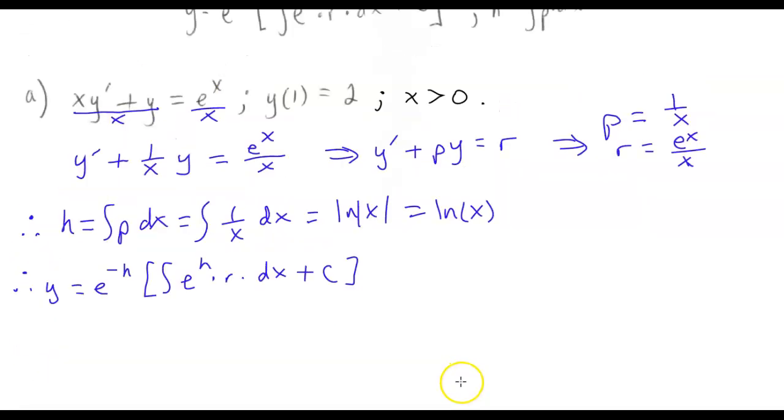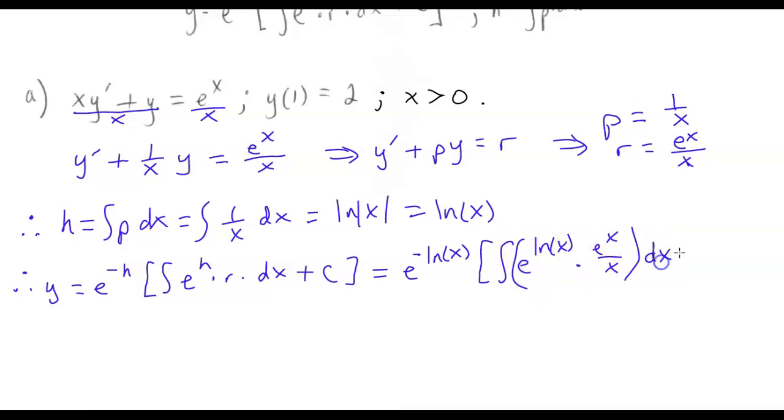All right, so now that we have that, we can simply just write everything in. So we have e raised to the minus natural log of x, all that times integral of e raised to the positive natural log of x, times r, which is e to the x divided by x, all that dx plus c.